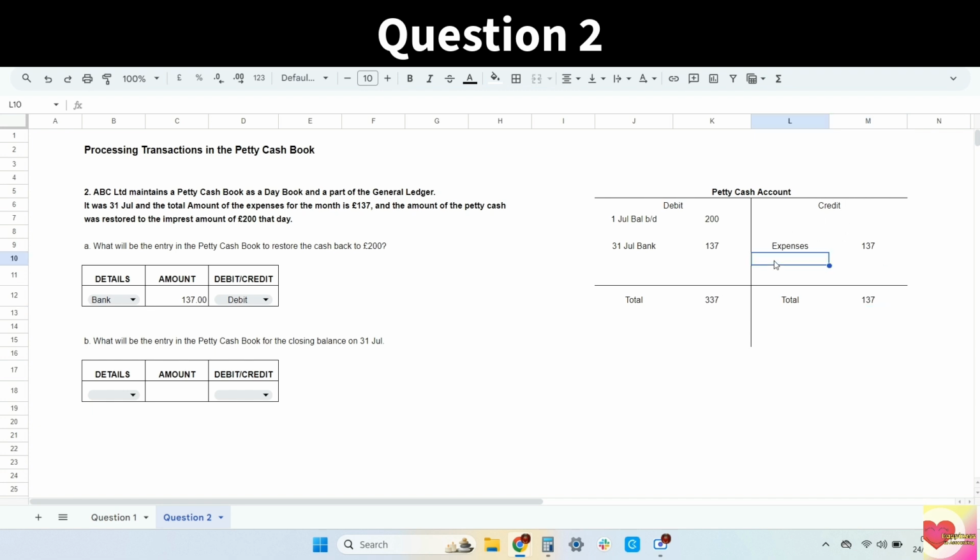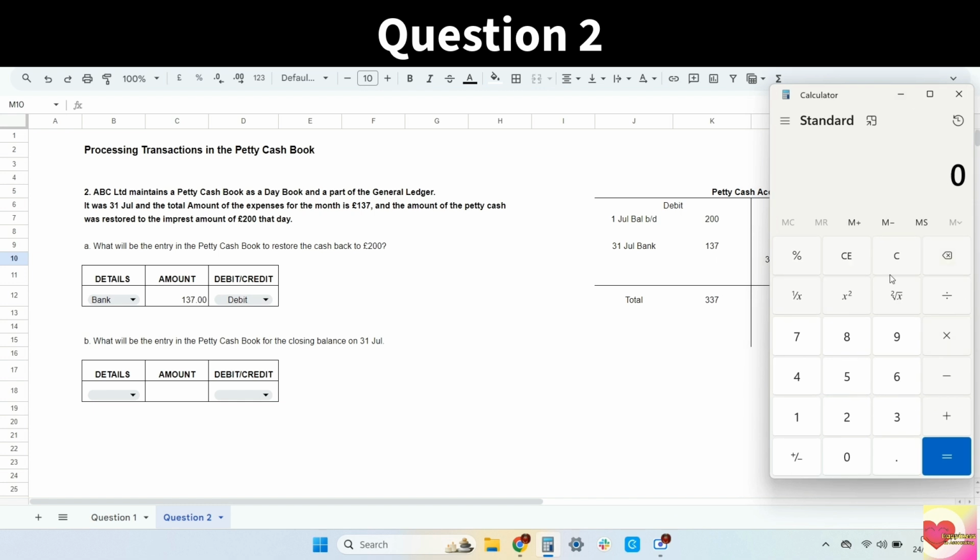Let's enter the date, which is the end of the month, and then let's enter balance carried down. And the amount should be the difference of these two totals. So let's calculate. It's 337 minus 137 and the amount is 200.